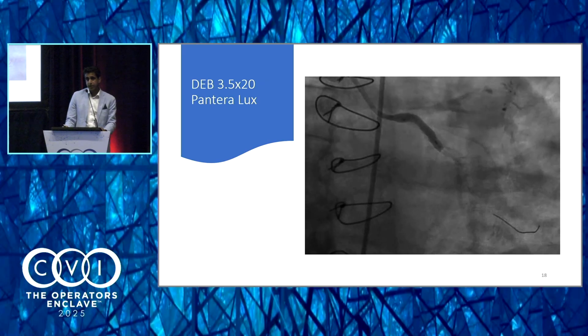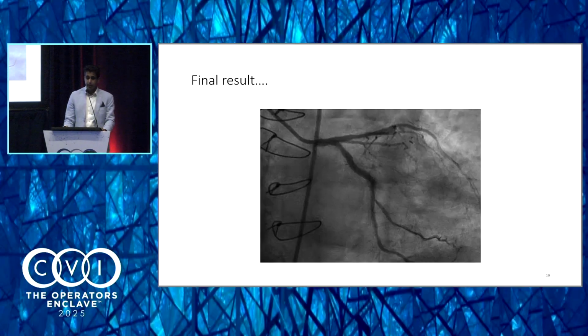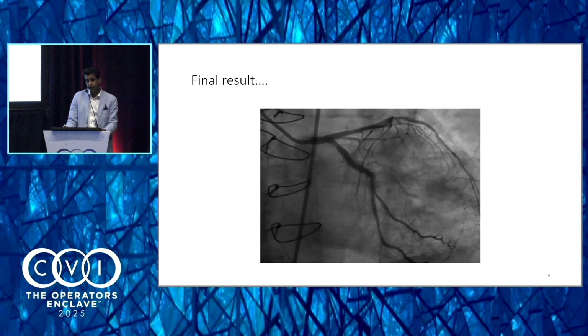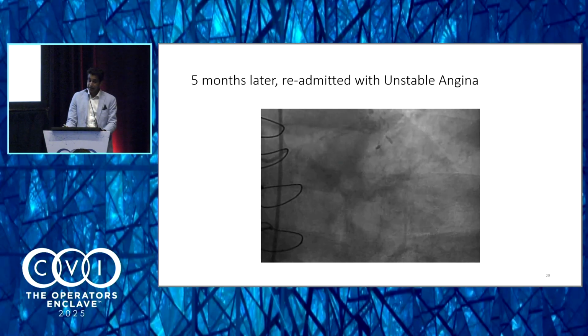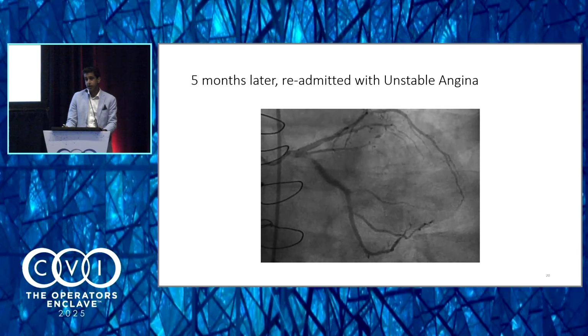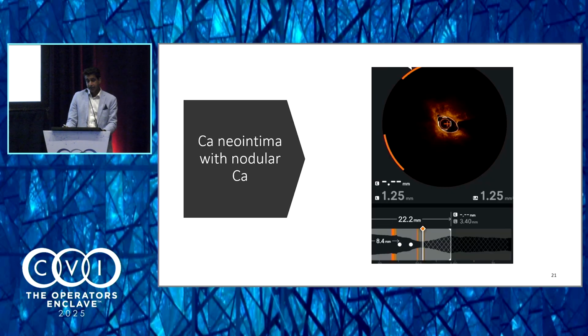In Canada, we have the Pantera Lux, a 3.5 by 20. There was some better expansion, and this is the final result. And the operator said, this is good enough. We're done for today. And guess what happened? 5 months later, the patient was readmitted with unstable angina and had recurrent restenosis. Not very surprising. What was the mechanism? Likely underexpansion. And this time, we imaged. My colleague imaged. There was calcified nodular neointima, as you can see here, and very, very tight stenosis.